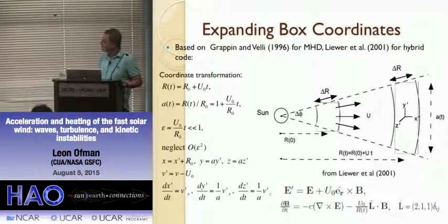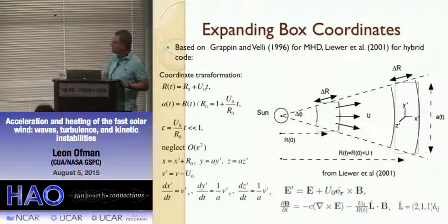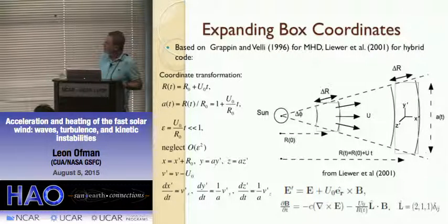So in order to overcome this difficulty, one can use the expanding box model, where one takes this box and makes the coordinates perpendicular to the expansion dependent on time. So they are sort of inflating, like what one uses in relativity, for example. Then we use this Galilean transformation on the radius, and then we have this expansion factor that is basically our velocity divided by the radius times the time.